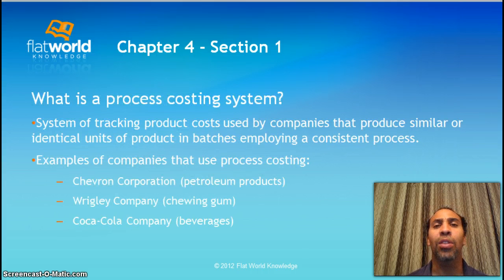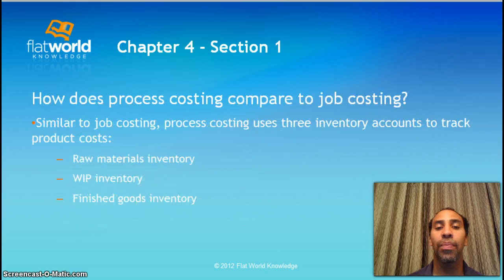So what is a process costing system? A system of tracking product costs used by companies that produce similar or identical units of a product in batches employing a consistent process. Keyword being a consistent process. Some examples of companies that use process costing: Chevron Corporation for petroleum products, a Wrigley Company for chewing gum, and a Coca-Cola Company for the beverages that they produce.